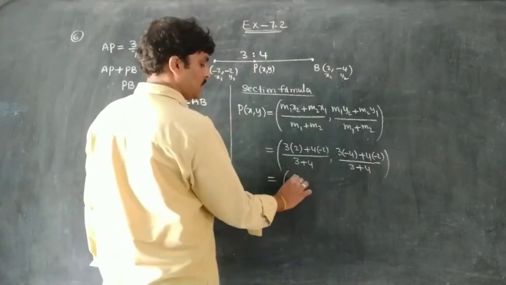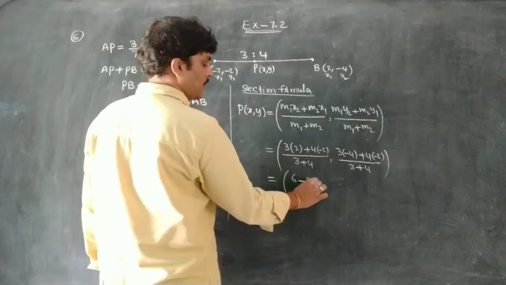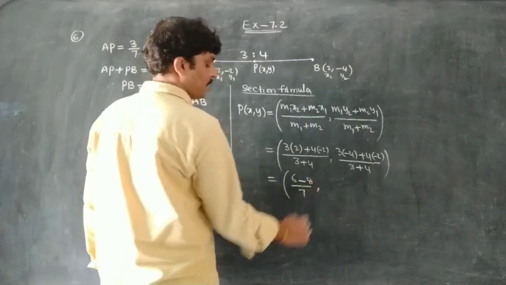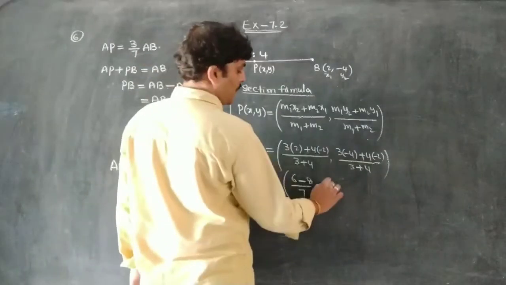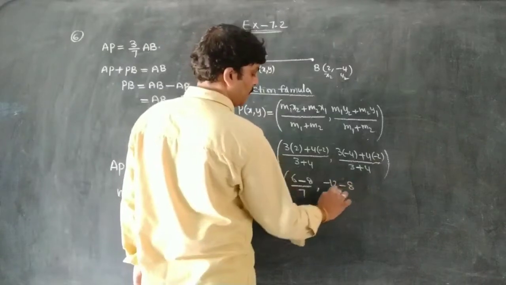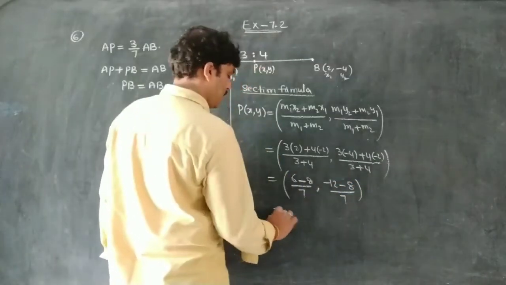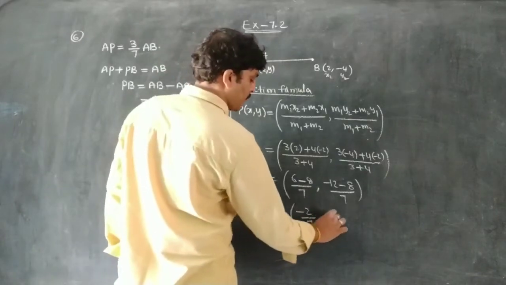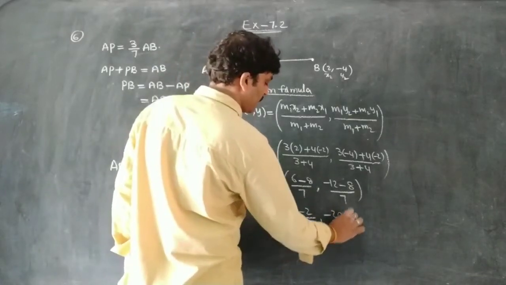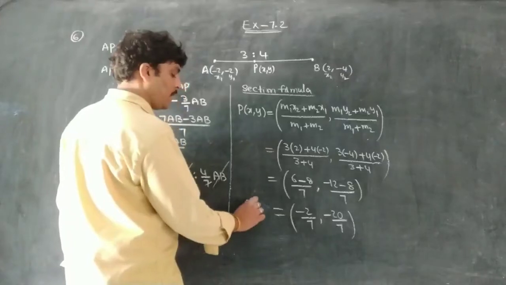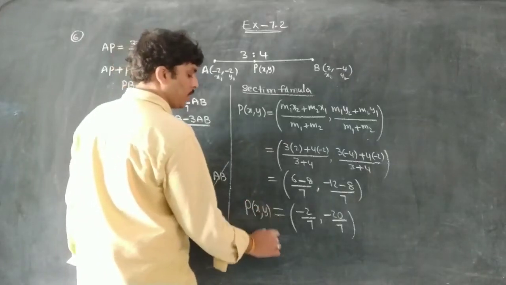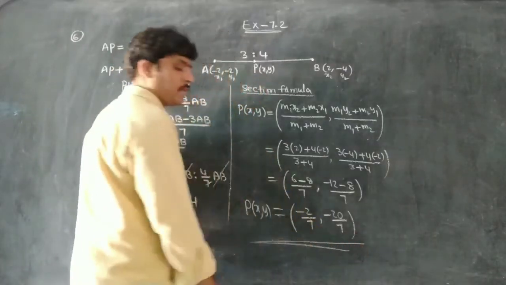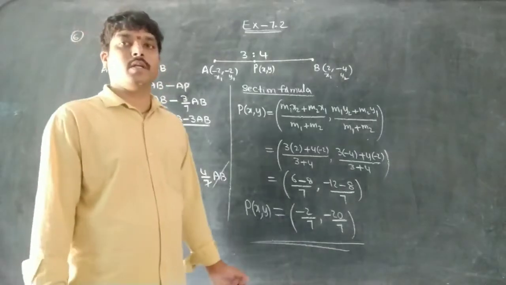3 2s are 6, minus 4 2s are 8, by 7. Now here minus 12 minus 8 by 7. Now it is written as minus 2 by 7, minus 20 by 7. The coordinates of P x comma y, we need the point P: minus 2 by 7, minus 20 by 7.